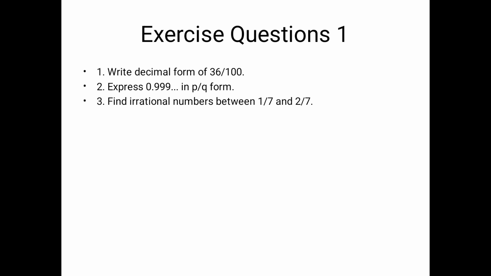Now find rational numbers between 1 by 7 and 2 by 7. I have told you two methods. One is by making the denominator the same, and the other is by dividing the sum of these two numbers, between which we want other rational numbers. This question should be rational numbers, not irrational numbers.